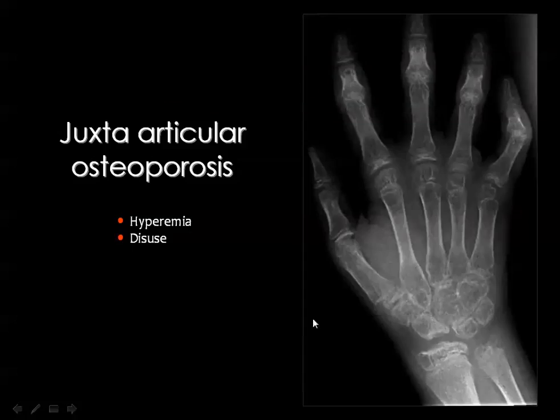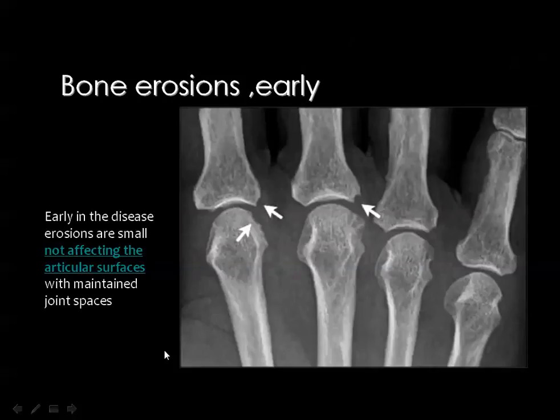And this is an example. I have mentioned that the decreased bone density is usually due to hyperemia and disuse. Then if you look carefully here, you can see some loss of bone density around the metacarpophalangeal joints as well as around the wrist joint.